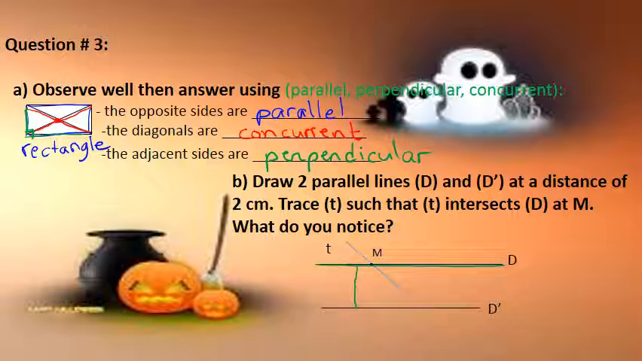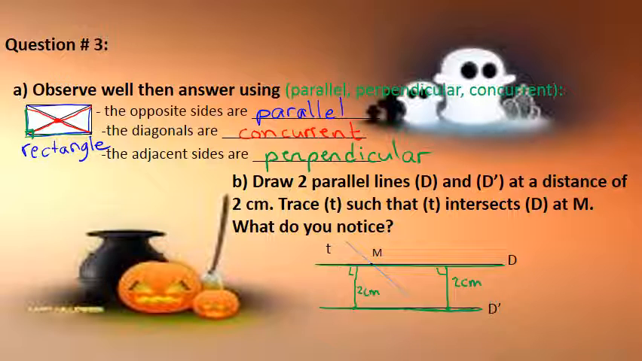So this is the first distance, which is 2 centimeters. Also, we draw another distance in the measure of 2 centimeters away from D, and now we join these 2 points to get D prime. So D prime is parallel to D. In this way, we draw two parallel lines.